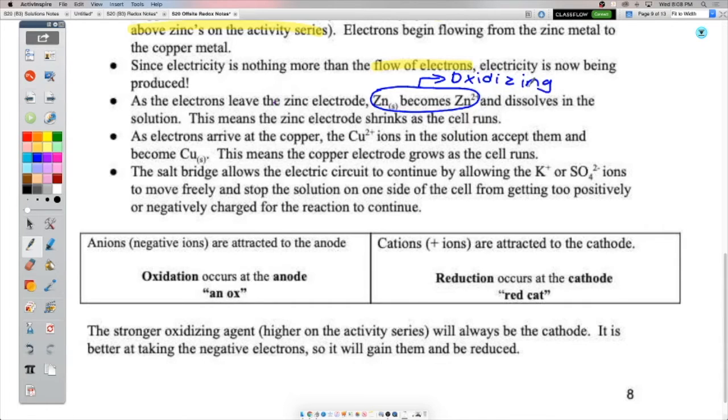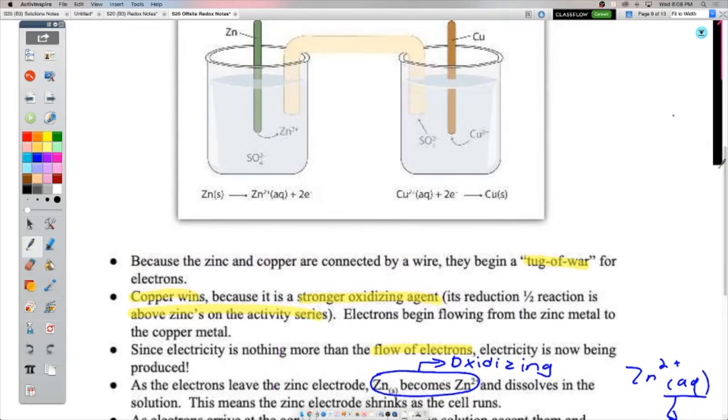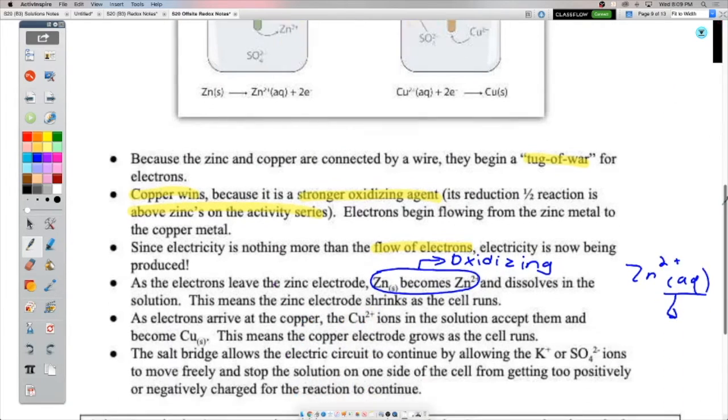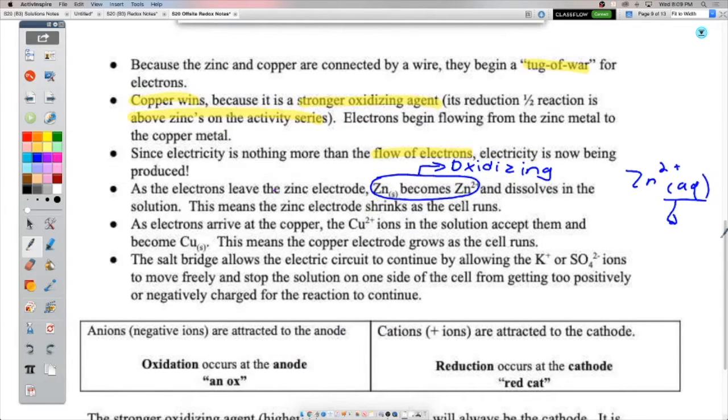Now, remember, we always say zinc (s), and then we would say zinc 2+ (aq). What does the aqueous part mean again? Think of an aqueous solution. It means it's dissolved in water. So what is really happening is that the zinc is dissolving off of here, okay? As the electrons leave, you're left with zinc 2+, and it comes out into the water. And so the zinc electrode will shrink. It actually literally will shrink. It will dissolve. The zinc electrode shrinks as the cell runs.